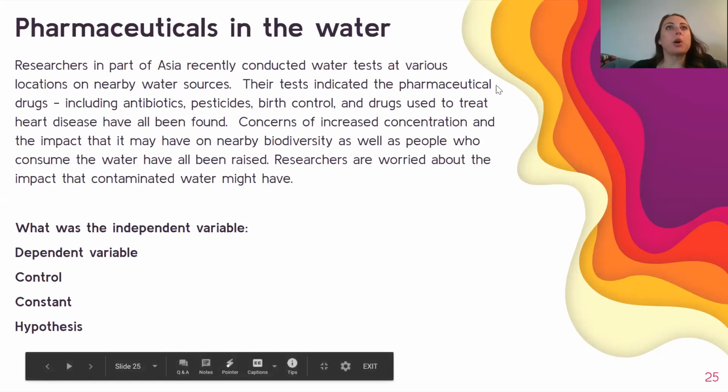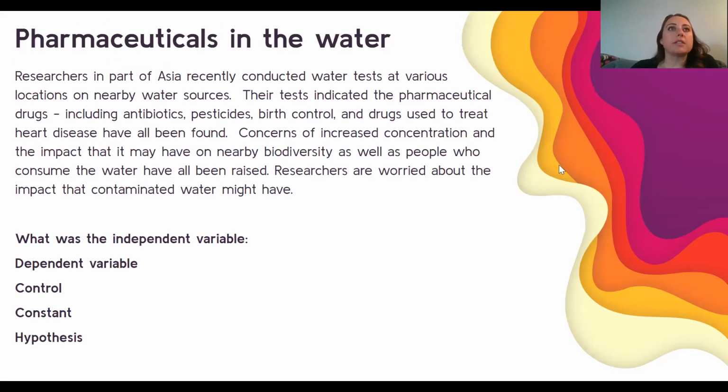Pharmaceuticals in the water. So this one says researchers in parts of Asia recently conducted water tests at various locations on nearby water sources. Their tests indicate that pharmaceutical drugs, including antibiotics, pesticides, birth control, and drugs used to treat heart disease, have all been found. Concerns of increased concentration and the impact that it might have on nearby biodiversity, as well as people who consume the water, have all been raised. Researchers are worried about the impact that contaminated water might have. Go ahead and pause your video, complete your questions, and then go ahead and press play when you're ready.